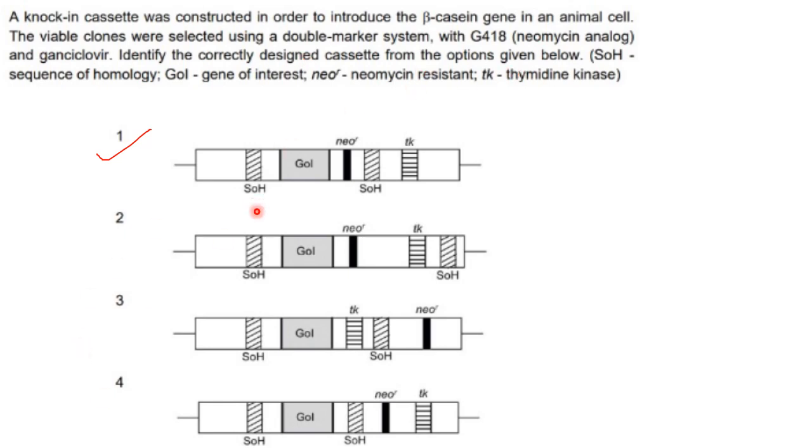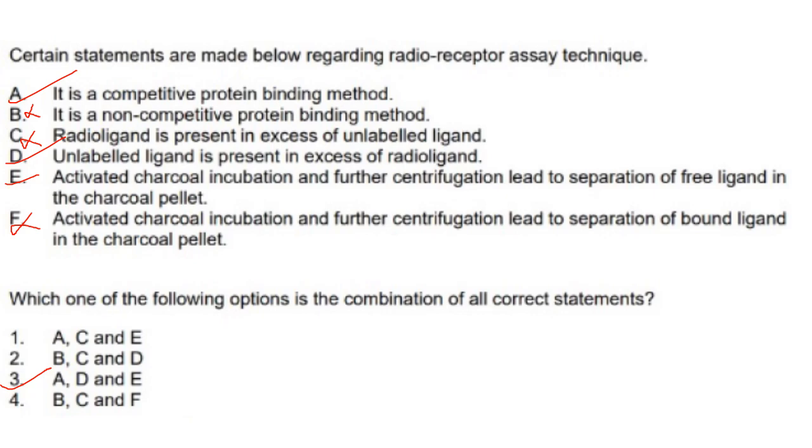Option 1 is correct. Whereas in option 2, if you see, both the markers are within the sequence of homology, so it is not correct. Here also, the third one, if you see, the negative selection marker is within the sequence of homology, and the positive selection marker is outside. That is not correct. Here both the markers are outside the sequence of homology. That is also not correct. So the answer here is option 1. Then next one.